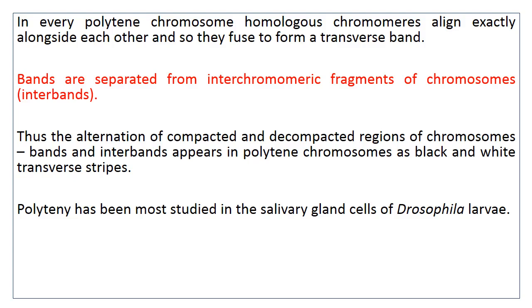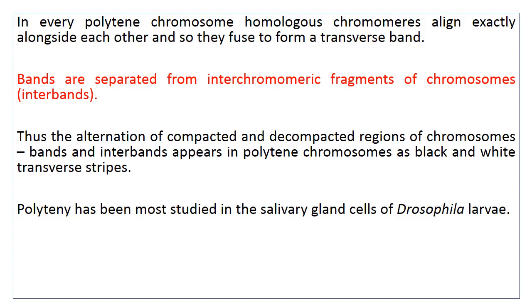In polytene chromosomes there are some light and dark bands. The dark bands are separated by light bands, which are known as interband regions or interchromomeric regions. The alternation of compacted regions, that is the dark bands, and decompacted regions, that is the light bands, of chromosomes, that is bands and interbands, appears in polytene chromosomes as black and white transverse strips.